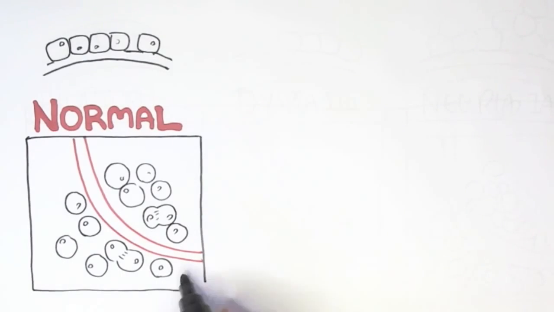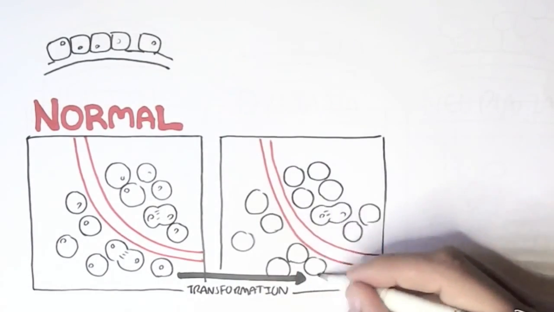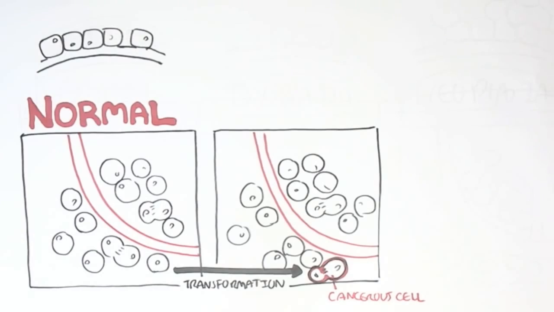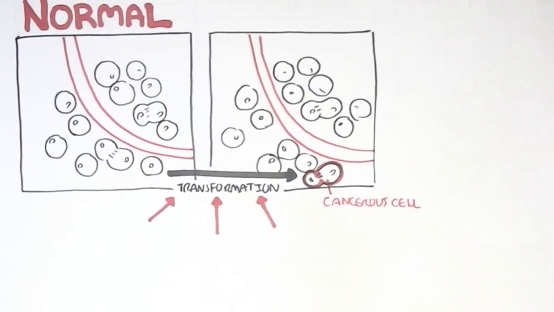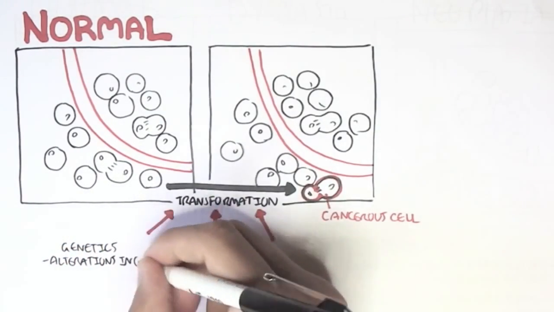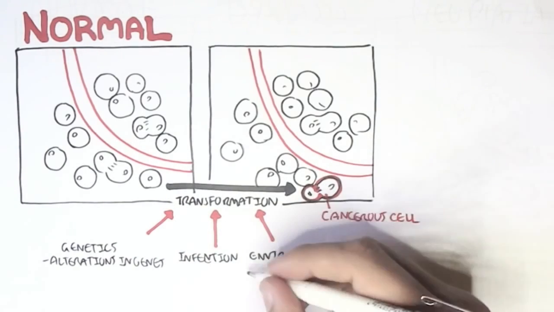However, one of these normal cells here can become cancerous. When a healthy cell turns into a cancerous cell, the process is known as transformation. And this can be caused by genetic changes where you can have alterations in the genes. It can be caused by an infection, or it can be caused by an environmental factor, such as carcinogens.